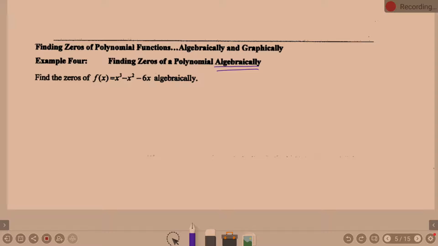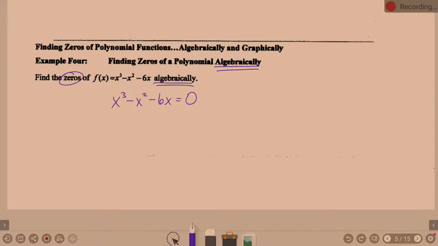What do we do with that equation if we're trying to find zeros algebraically? Take the equation and set it equal to 0. Yep. So we're going to take x cubed minus x squared minus 6x and set it equal to 0.